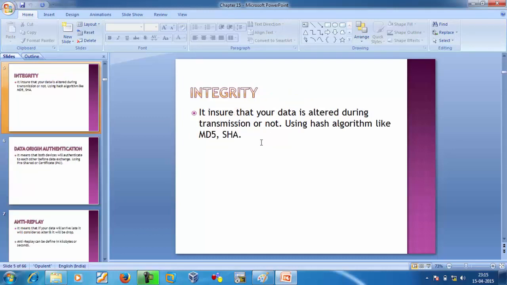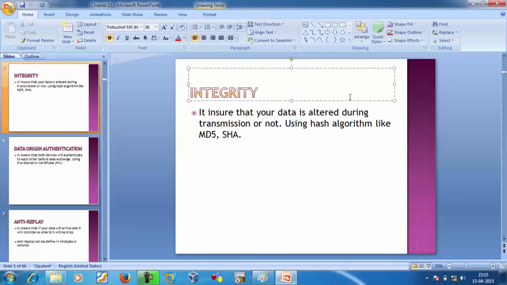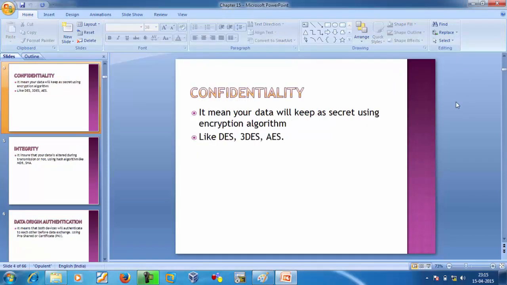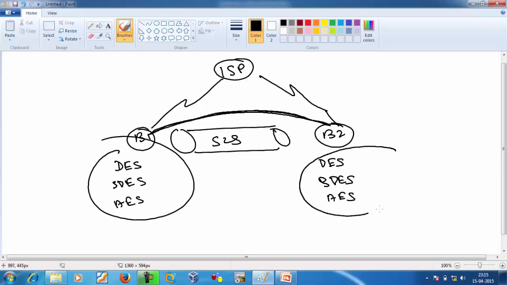These algorithms will be used by both peers. Both peers means both branches. For example, if it encrypts with DES, it will decrypt with DES. If it encrypts with 3DES, it will decrypt with 3DES. And if it encrypts with AES, same, it will decrypt with AES. So we have to use the same algorithms on both sides.